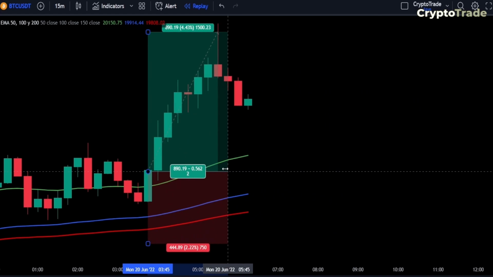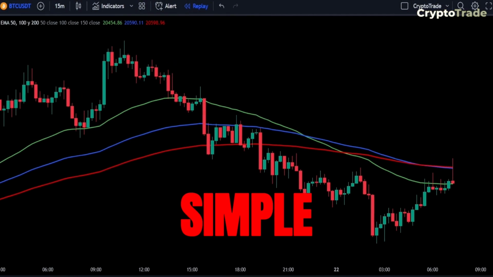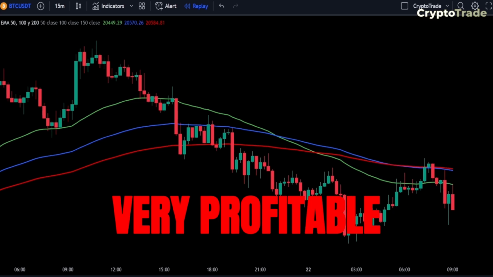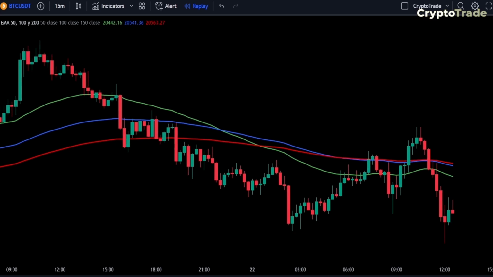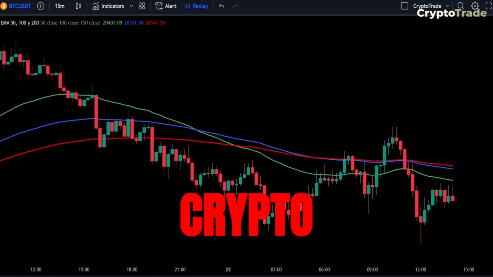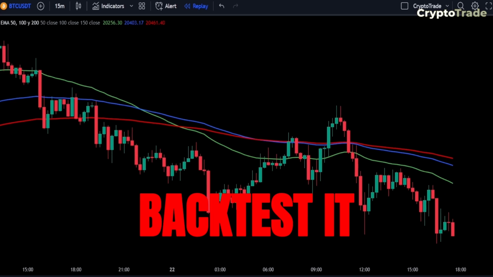Trade has been closed with profit. As you can see, this strategy is quite simple to follow, but very profitable. Use this proposed strategy if you are interested in having very positive results. This strategy works on crypto, Forex, and stocks, whatever you like, but just make sure that you back tested before.